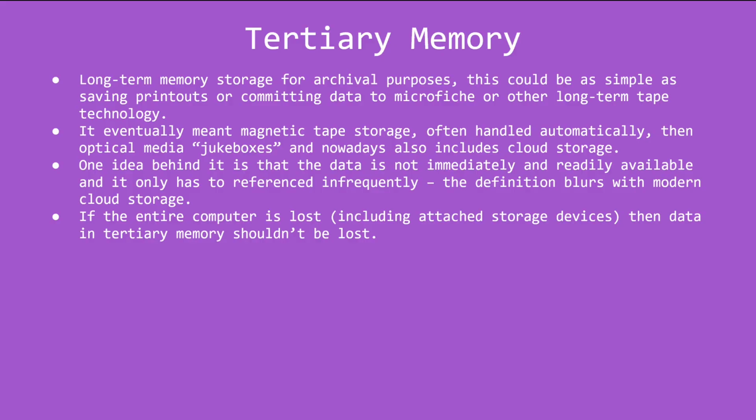Now, the idea is if the entire computer is lost, including any attached storage devices, you've got tertiary memory. Although definitions are really blurring with cloud storage. You can pretty much access your cloud data instantly. So is it still tertiary memory? Technically, yes. This is one of those things like how we call primary volatile, secondary non-volatile. That can change over time and it can definitely blur.